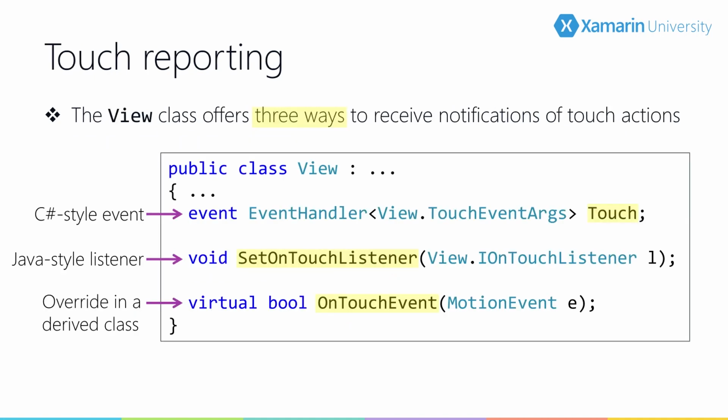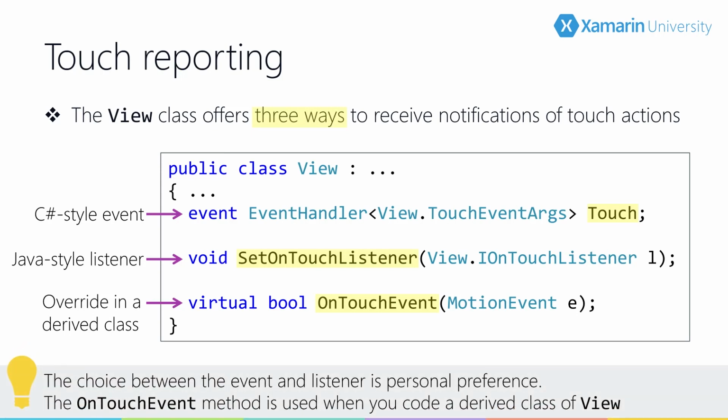You have 3 options for how you get notified of these touch actions. We have a C# style event, a Java style listener, or a virtual method to override. Notice that all of these are coming from the base view class, which means they apply to most of the elements that make up your UI. So for example, you can subscribe to the touch event on an image view or on any of the layout panels. The event and the listener options serve the same purpose. They let an external client get notified of touch actions on a view. The virtual method is a little bit different. It's only useful if you write your own subclass of the view.